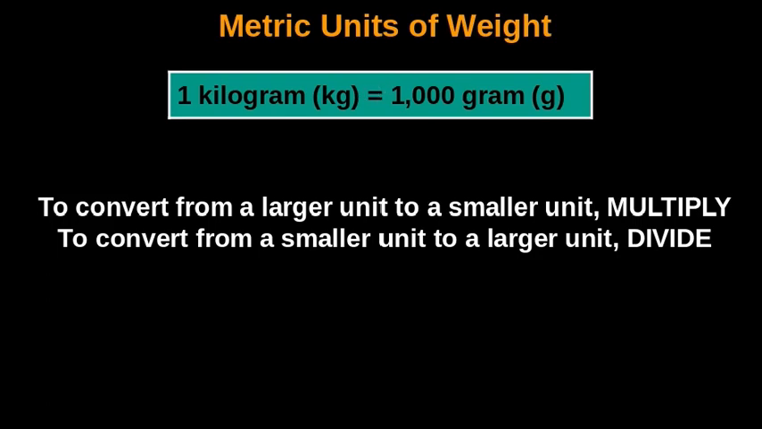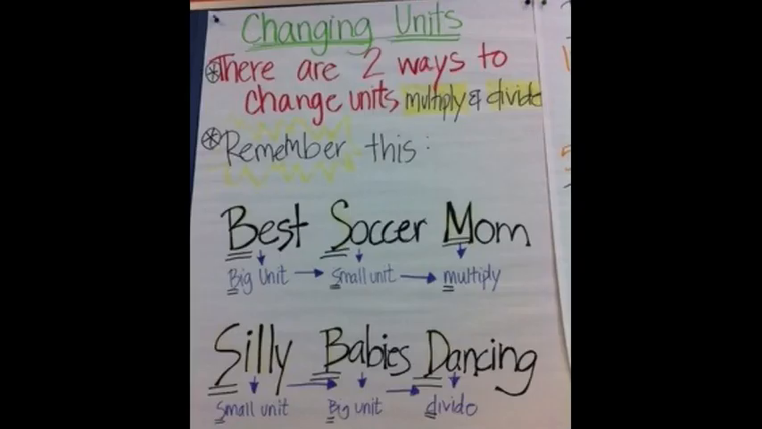So let's get started. This is an acronym to help you remember the right operation to use. Best soccer mom: big unit to small unit, you multiply. And silly babies dancing: small unit to big unit, you divide.